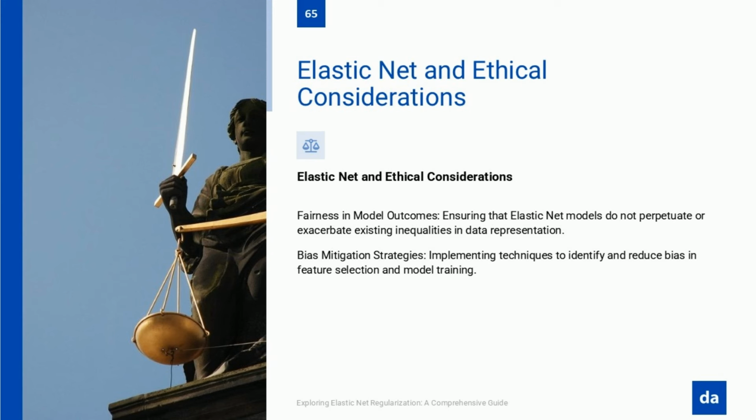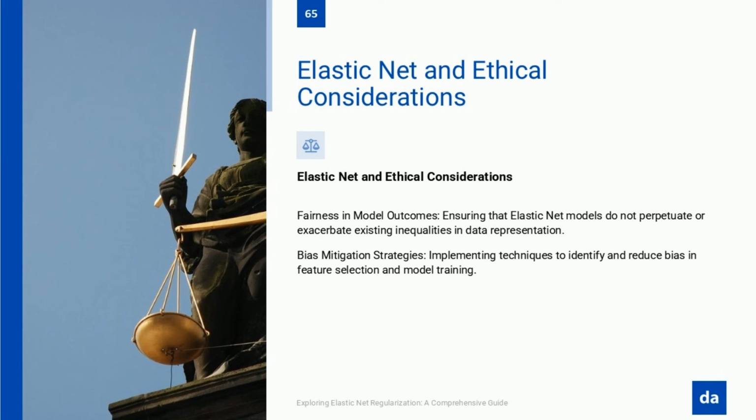Transparency plays a key role in ethical AI. Since Elastic Net provides interpretable coefficients, organizations must ensure that stakeholders understand how the model makes decisions. If an individual is denied a loan, they should be able to receive a clear explanation of which factors contributed to that decision. Without transparency, machine learning can appear arbitrary and unaccountable.